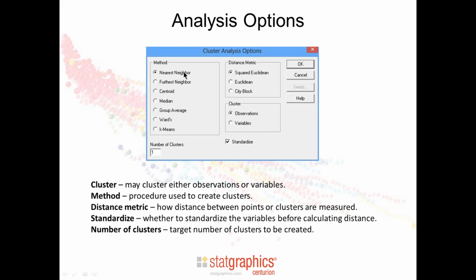The only difference really between those first 7 methods, as we'll see, is how they define the distance between 2 clusters in deciding which clusters to put together.